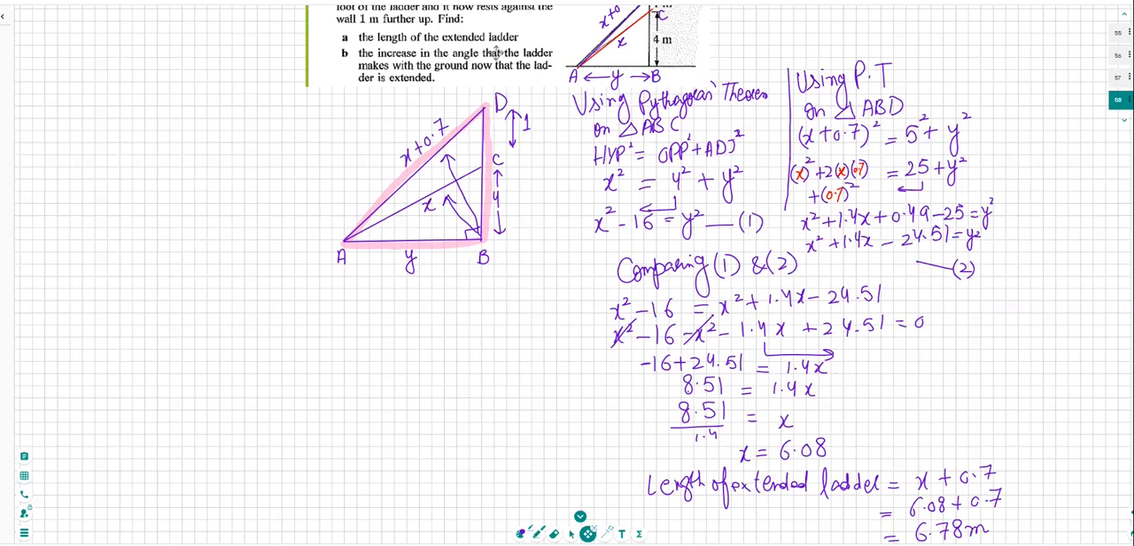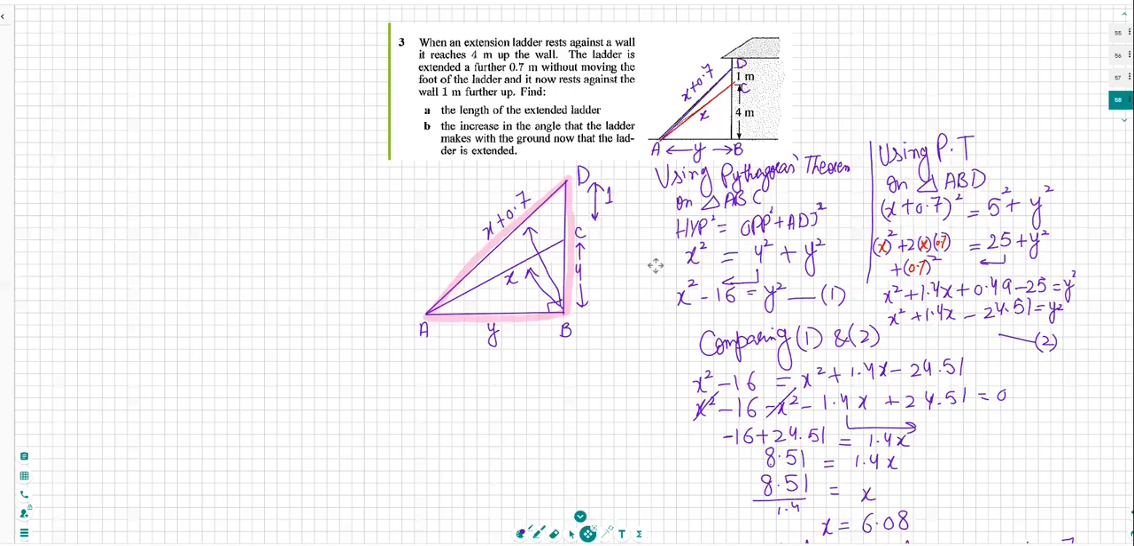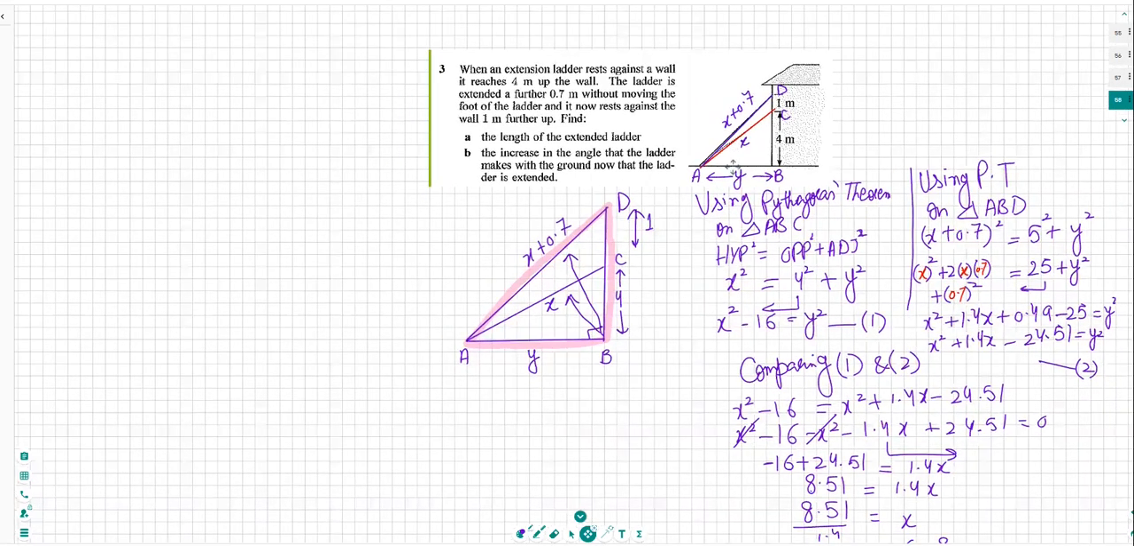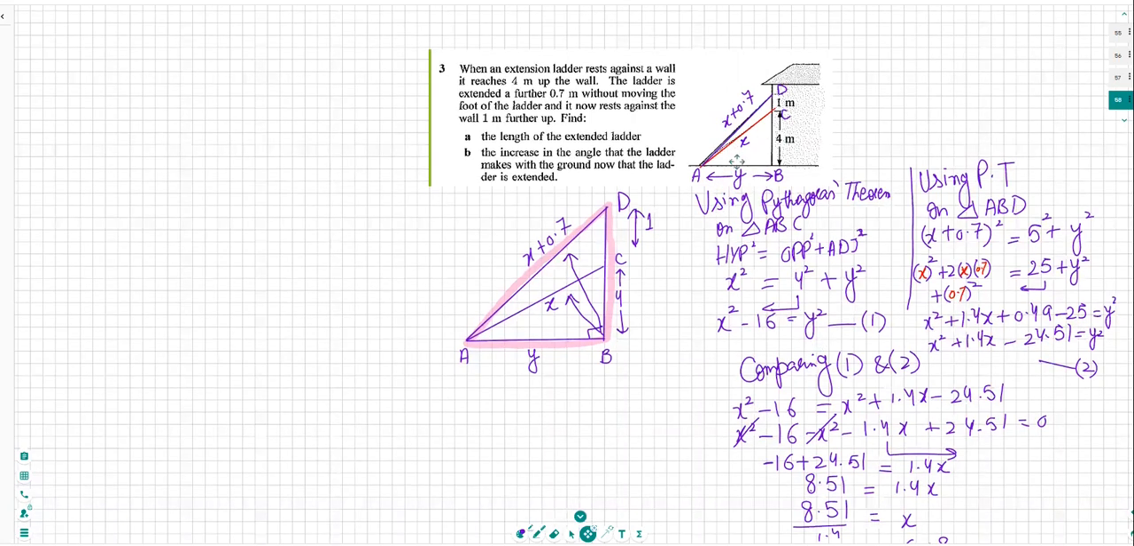Okay, next part is the increase in the angle that the ladder makes with the ground now that the ladder is extended. So what is the difference actually? What is the increase in angle? First of all, we should find the angle of the previous ladder, the red one, right? And then the angle the second ladder actually makes with the ground. Then we can take the difference between these two angles to find the increase in the angle.